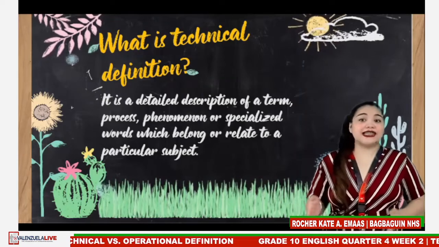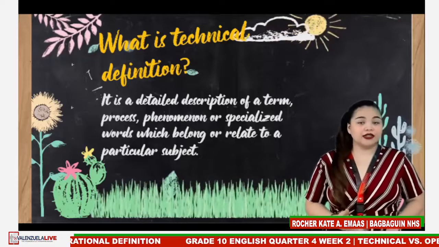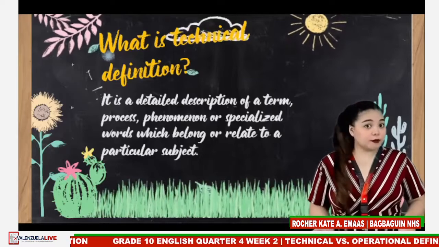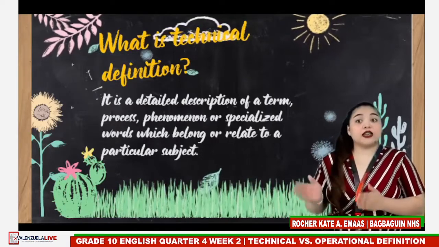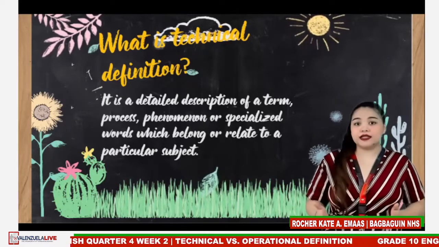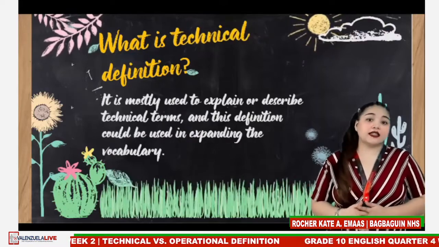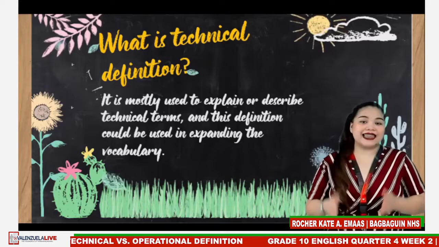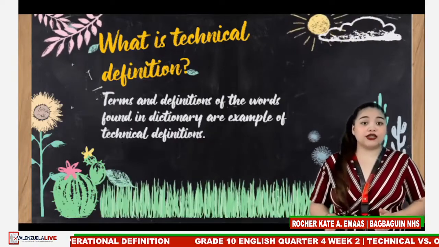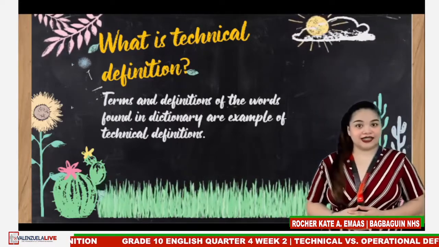Technical definition is a detailed description of a term, process, phenomenon, or specialized words which belong or relate to a particular subject. It is commonly used to explain or describe technical terms, and this definition could be used in expanding the vocabulary since most of these terms are explained in the exact manner. Terms and definitions of the words found in dictionary are examples of technical definitions.